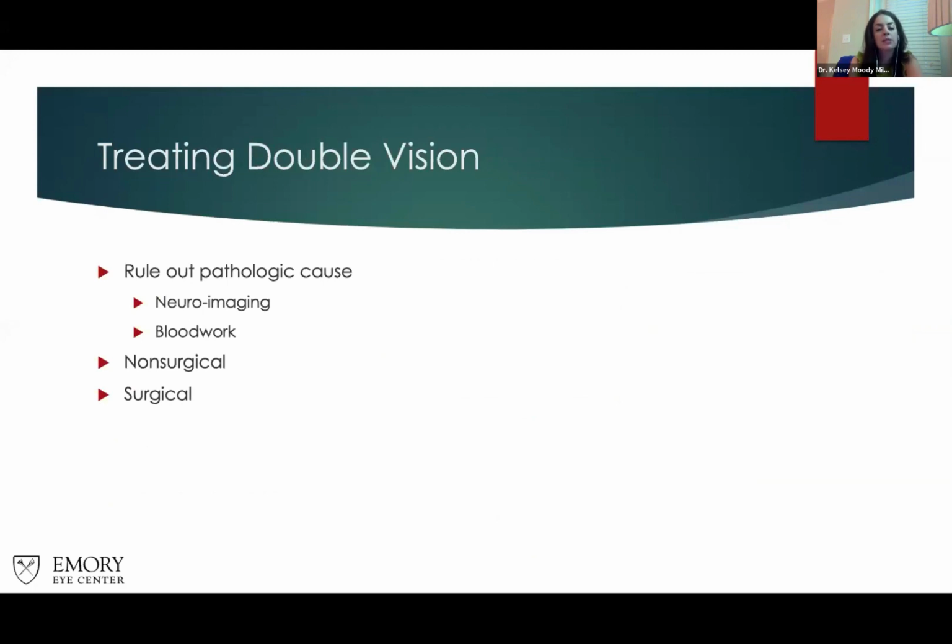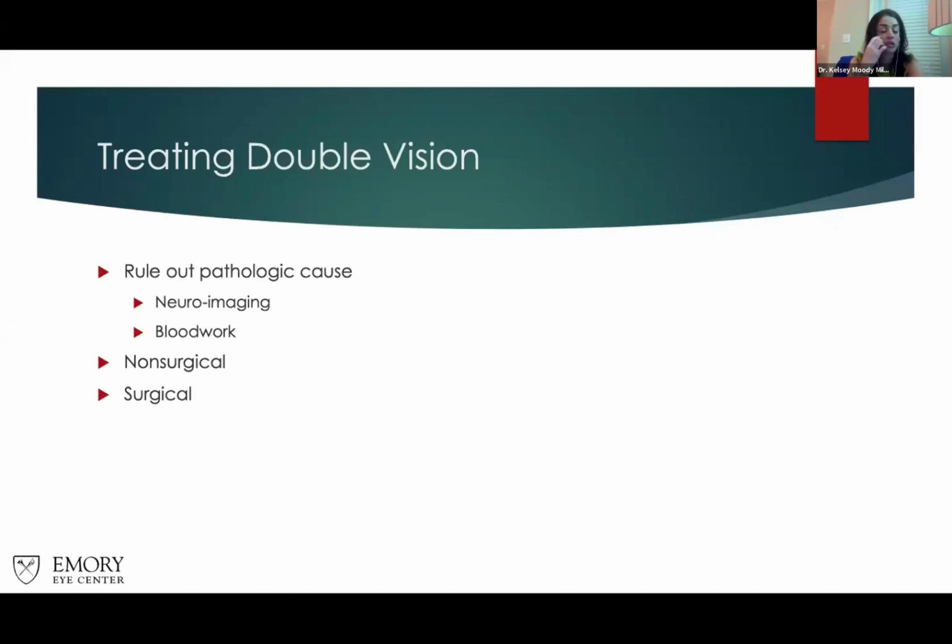So when it comes to treating double vision, the first and most important thing is to rule out a pathological cause, and that can be with neuroimaging or blood work. And this may not be something that you're doing. This may have already been investigated, and this patient's then getting referred to you for Prism, but this is always something you want to make sure was addressed. Specifically, if you're doing your cover test and you're finding a pattern that can be concerning for a specific neuro-ophthalmic etiology. And then the next 2 things to think about are non-surgical causes and surgical causes.